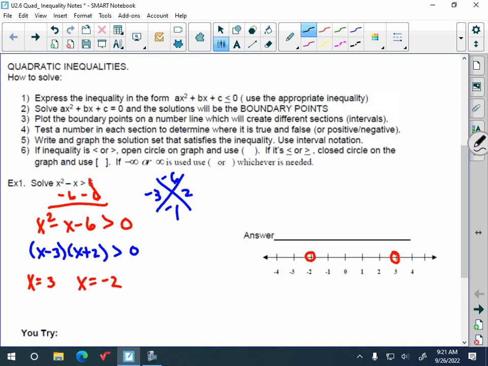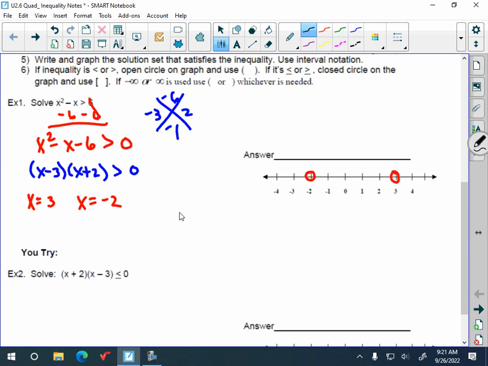All right, so if we use 0, all I'm doing is putting 0 there, and I'm putting 0 there for x. So 0 minus 3 times 0 plus 2, is that greater than 0? Well, 0 minus 3 is negative 3, times 0 plus 2 is positive 2. And negative 3 times 2 is negative 6.